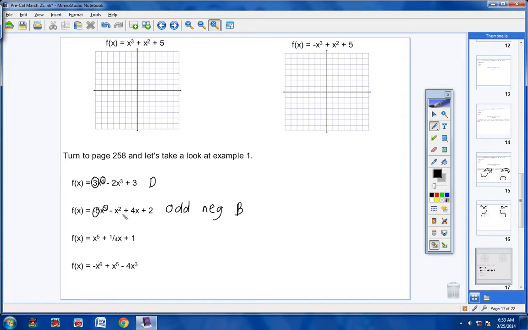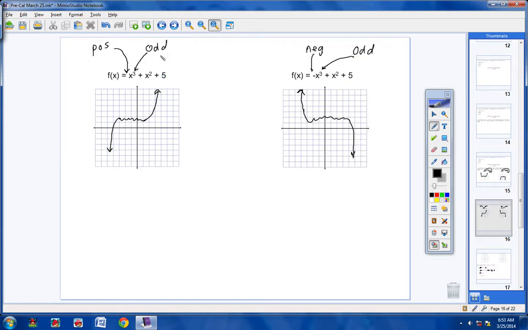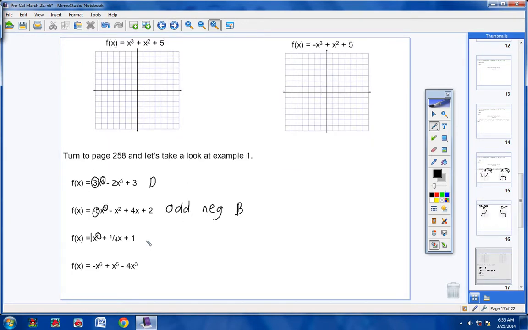All right, let's take a look at the next function here. Notice I have an odd degree and a positive lead coefficient. Odd degree, positive. Here it is right here. Odd degree, positive. Down to the left, up to the right. Down to the left, up to the right. Well, that's going to be letter A. If you'll look at letter A, you'll see it's going down to the left and up to the right.